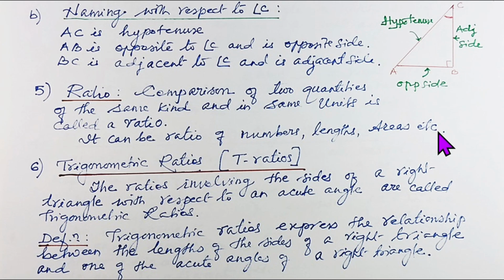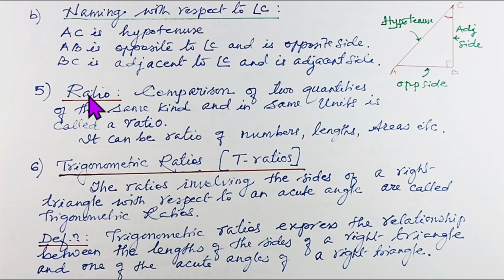Now, naming the sides of the triangle with respect to angle C. If I take angle C, AC is the hypotenuse as it is, the side BC is adjacent to angle C, therefore it is the adjacent side, and side AB is opposite to angle C and therefore it is the opposite side. So, please remember the naming of the sides of a right angle triangle with respect to the two acute angles.